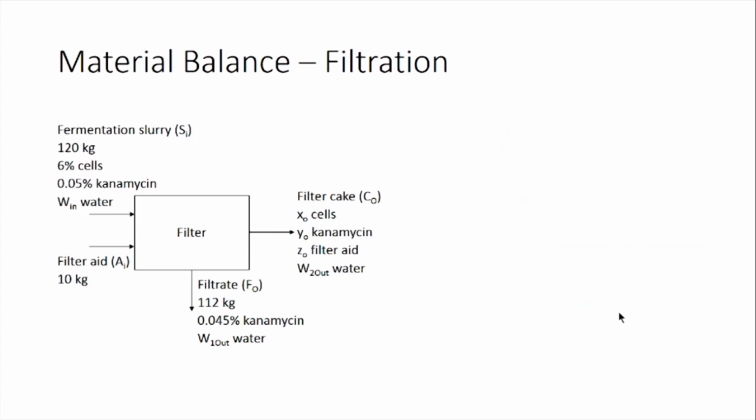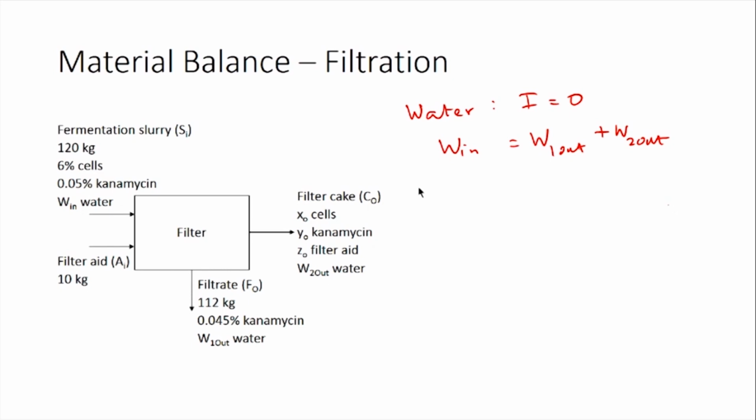Now, the next balance equation we can write would be the water balance. Again input equals output. Input is through water which is coming in through the slurry, so we would call that Wn, is equal to W1 out plus W2 out. Water is entering the system through the fermentation slurry. It has been given that the concentration of kanamycin in the fermentation slurry is 0.05% and the concentration of cells in the slurry is 6%. So, the rest has to be water.